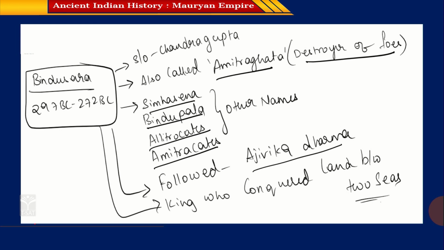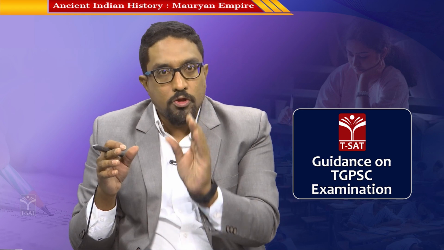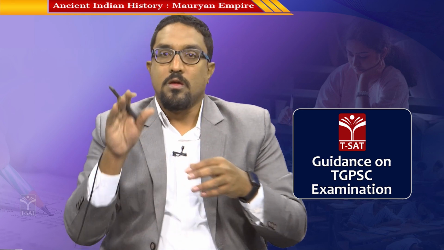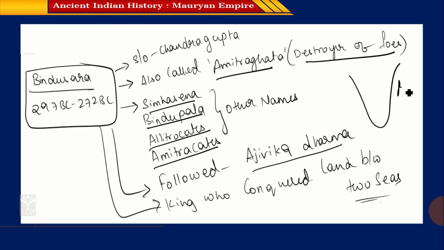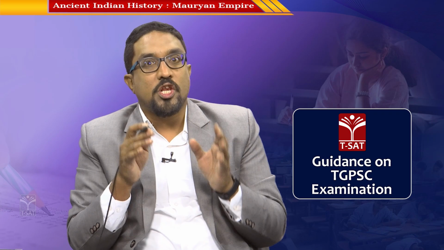Remember these three things. You may get confused in the prelims questions. So, Chandragupta Maurya, Jainism. Bindusara, Ajivika. Ashoka, Buddhism. Bindusara is also commonly known as the king who conquered the land between the two seas. Two seas is Bay of Bengal and Arabian Sea. This land, the Deccan region. He is believed to be the one who actually conquered the land between the two seas.